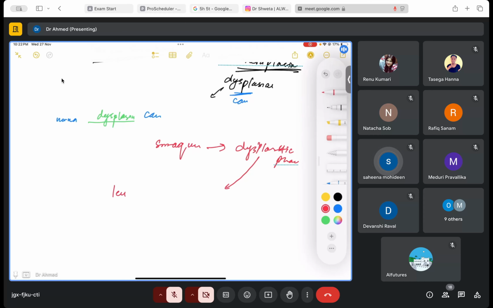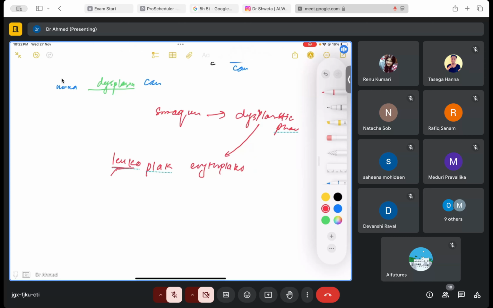That is basically known as your leukoplakia, right? Or erythroplakia. As the name suggests, leuco means white, like leukocytes for your white blood cells. So white, and plakia means plaques, right? On gross examination, the dysplastic condition is going to appear as white plaques. And erythroplakia, erythrocytes for red blood cells, so can I say red plaques, right?